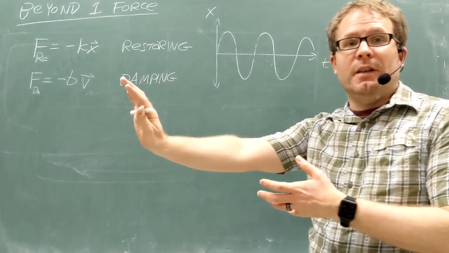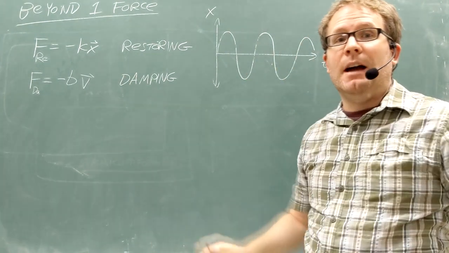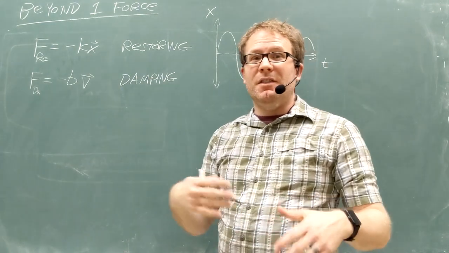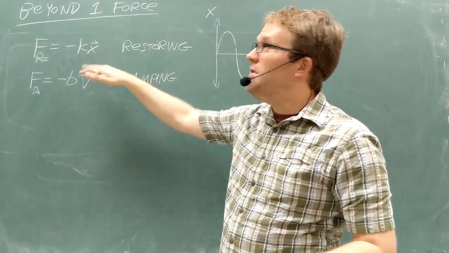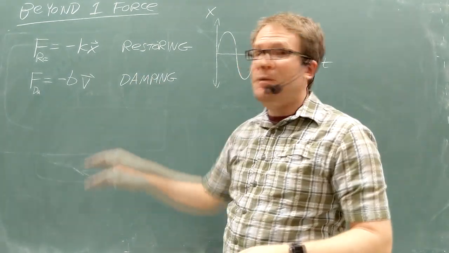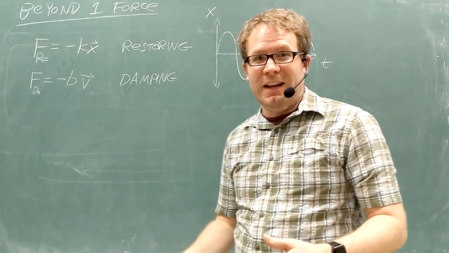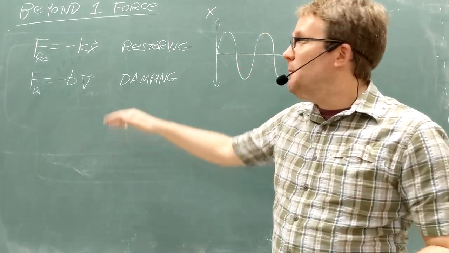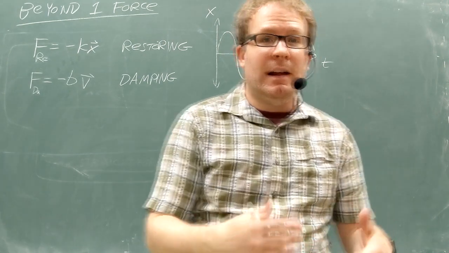So when you get faster in one direction, it's going to slow you down in the opposite direction. It works a little bit different from the restoring force, because the restoring force is based on where you are. The damping force is based on what direction you're traveling in. The net result is that the damping force is always going to work to rob you of kinetic energy.